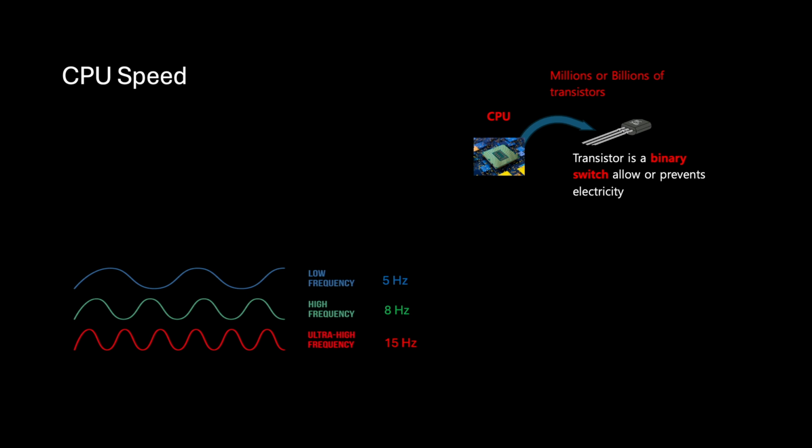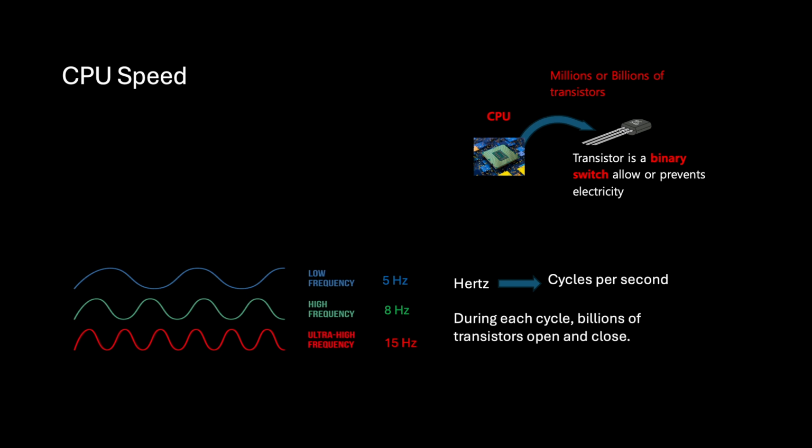We have hertz. What does hertz mean? Here it's the frequency: here low frequency, here high frequency, here ultra high frequency. Here it is 5 Hertz, here 8 Hertz, here 15 Hertz. A Hertz is cycles per second. During each cycle, billions of transistors open and close.